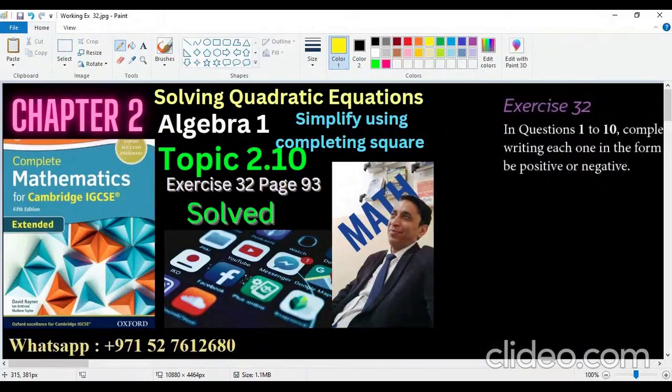Welcome back to another episode, exercise 32 that you can find on page 93. Topic is 2.1 and here we are going to learn to simplify using completing the square. This is one of my favorite methods of solving quadratic equations.